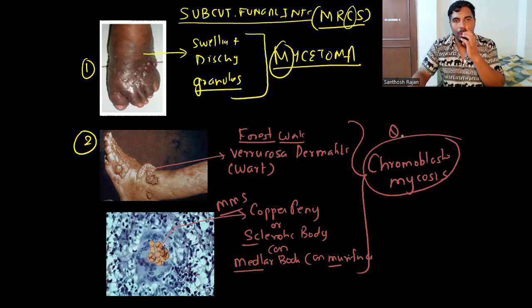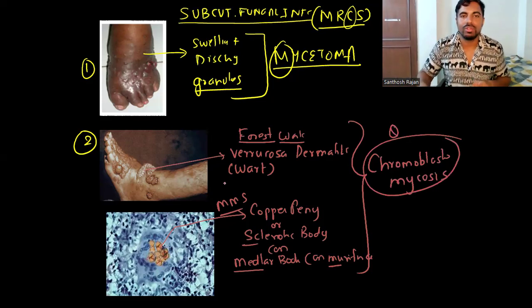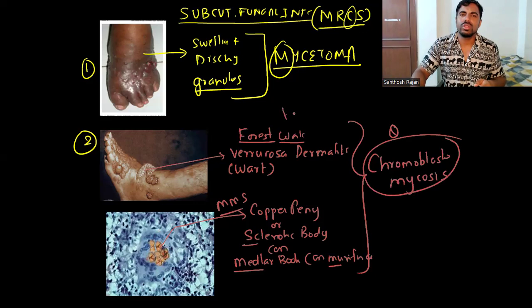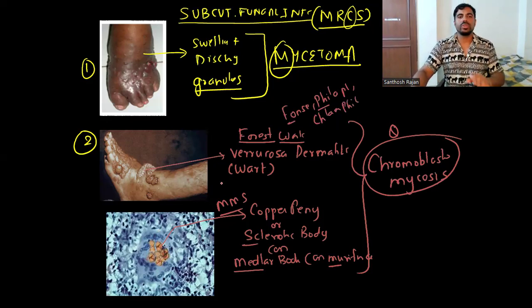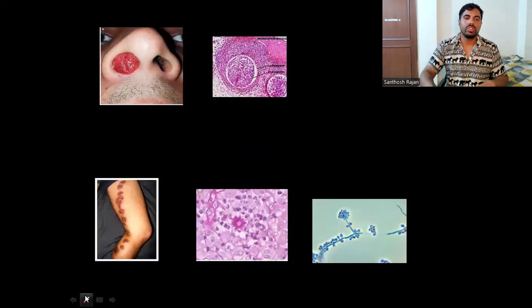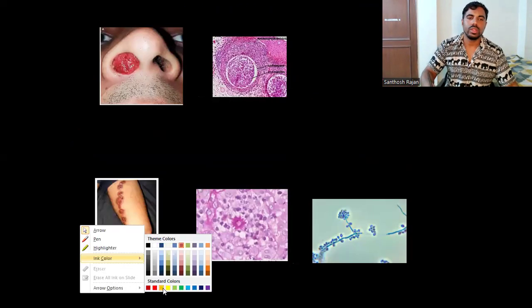Very simple. Okay, chromoblast. Everything gets blasted here. And because it's forest, the causative agents are Fonsecaea, Phialophora, and Cladophialophora, these types of things only. So this picture, if it comes, you are going to score. No doubt in it. You're going to score very high marks. Okay, next one. Now look at this.